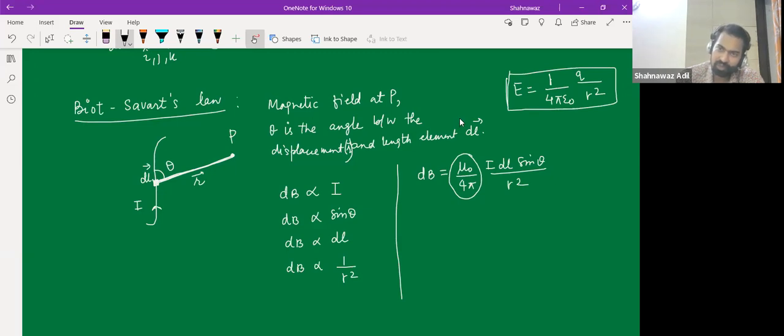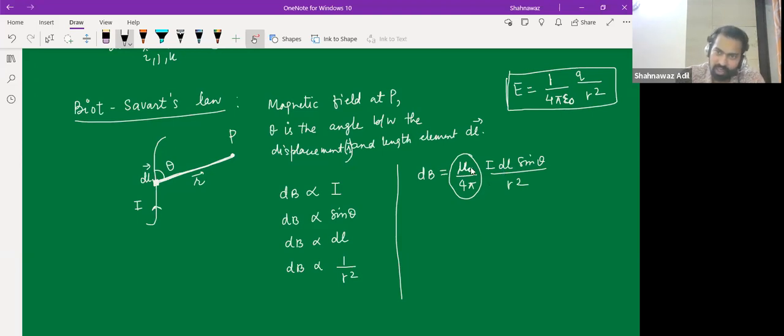Am I correct? So you see that I am getting 1 by 4 pi epsilon naught. So epsilon naught is the proportionality constant, and in here mu naught is the proportionality constant, right? Mu naught by 4 pi. So this is very analogous to the electric field. Is that clear to you guys? Yes, sir.